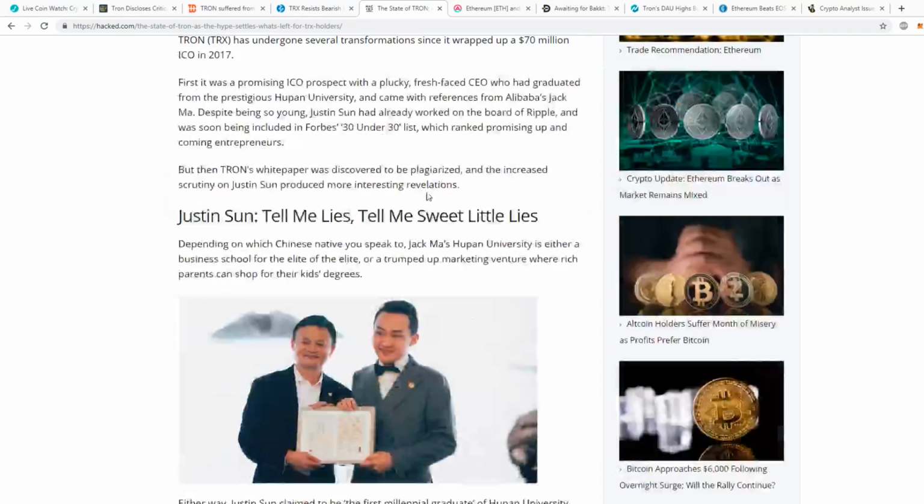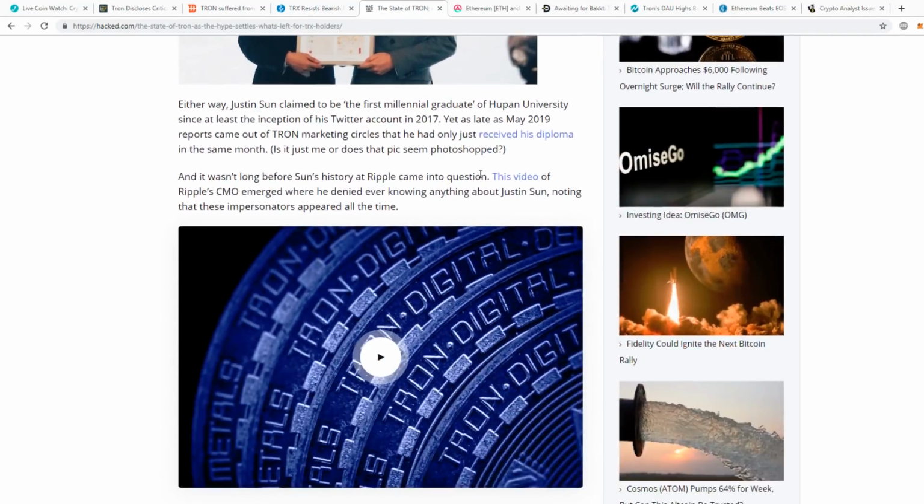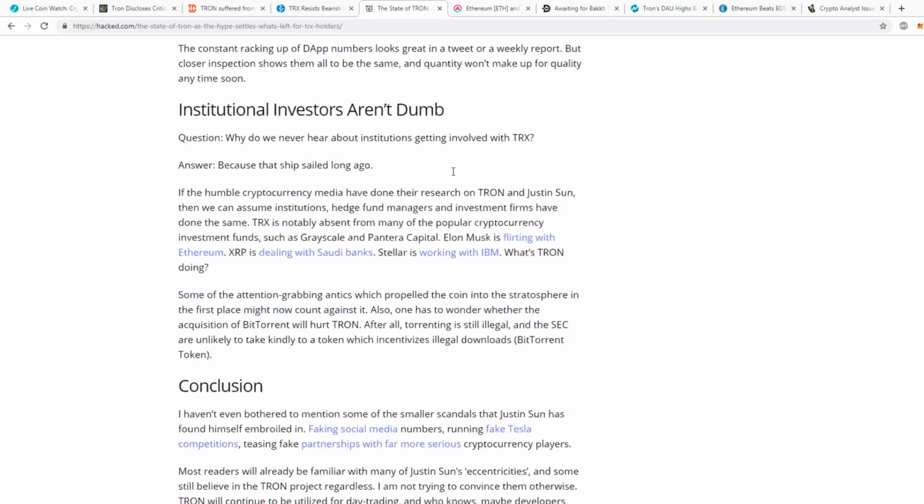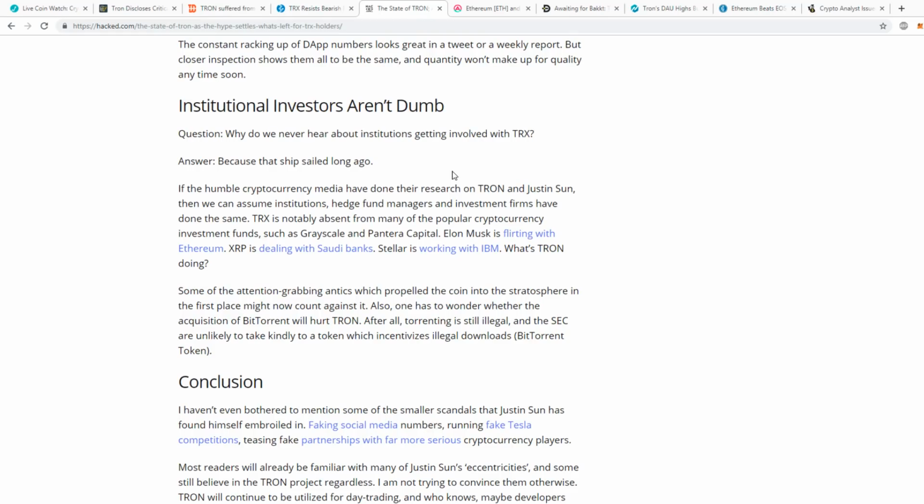What's left for TRX holders? Well, Justin Sun, tell me lies, tell me sweet little lies. An interesting thing with Justin Sun is that I think the happiness that people are feeling with Justin is kind of lacking. I think they might be a little bit less happy than they were before, right? I think people are not trusting him as much anymore because of the Tesla issue. Might be turning around at one point though, but for right now, I think Justin Sun is not the most trustable person in this sphere.